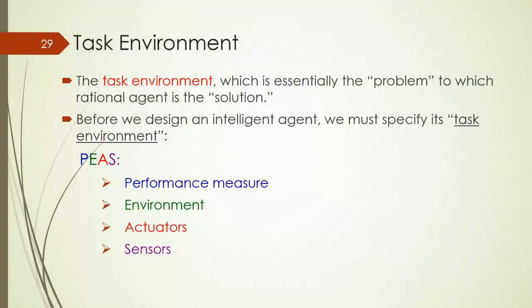All right, environment. Let's see what we have. The task environment is essentially the problem to which the rational agent is the solution, right? To talk about these different agents, we have to understand these basic things, okay? Before we design an intelligent agent, we need to specify this task environment, and we call that PEAS, right? So this is performance measure, environment, actuators, and sensors.